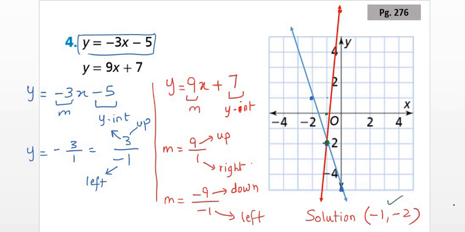So the solution set for this system of linear equations will be -1 and -2. By the way, if you want to check whether your answer is right or wrong, you can plug these values into the equations. You can replace y by -2, and here x can be replaced by -1. If the left-hand side and the right-hand side become equal, that means your answer is correct. This is the check, if you want to check your answer.